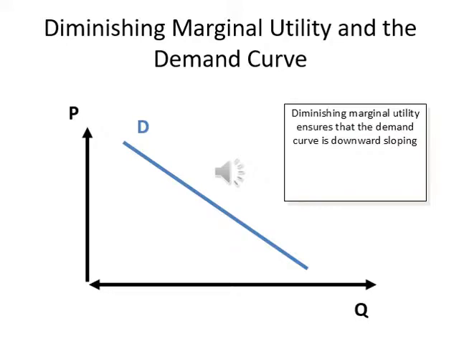The graph shows the relationship between marginal utility and demand curve. Diminishing marginal utility ensures that the demand curve is downward sloping.